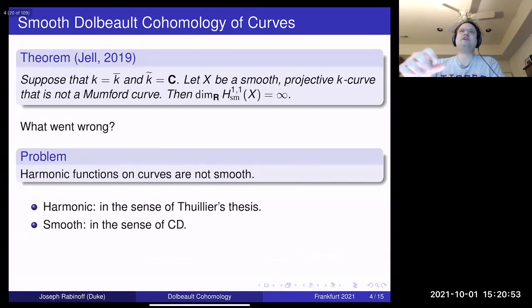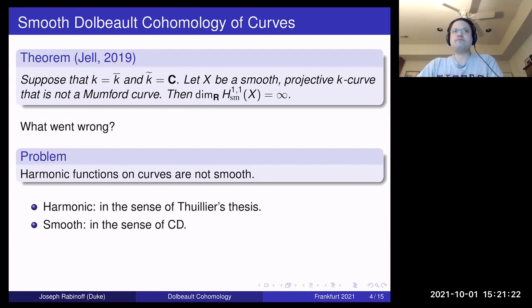And so I should just say that what Philip did was, in what sense is this, quote, the thing that went wrong? Well, what Philip did was he showed that the infinite dimensional piece, essentially, of H^{1,1} exactly comes from the quotient of the sheaf of smooth functions by the sheaf of harmonic functions. It's some quotient, some skyscraper sheaf, which is infinite dimensional as a real vector space.